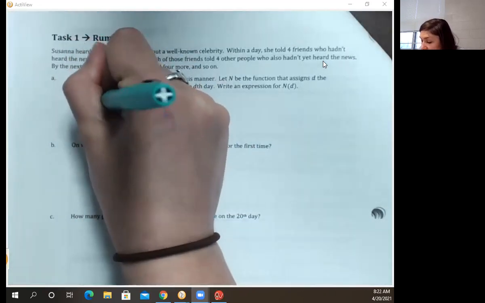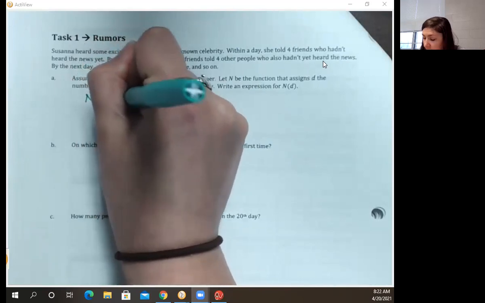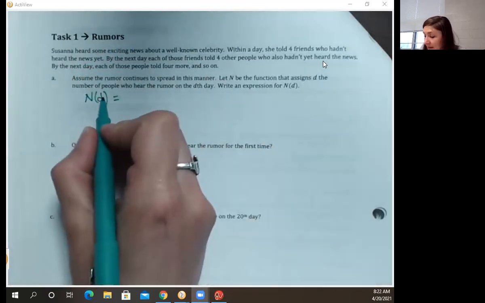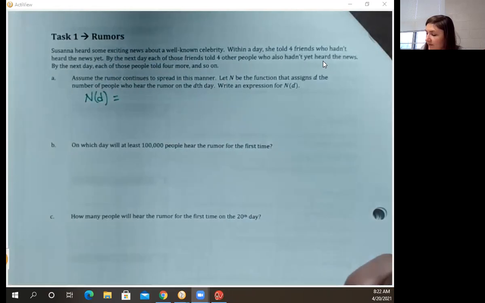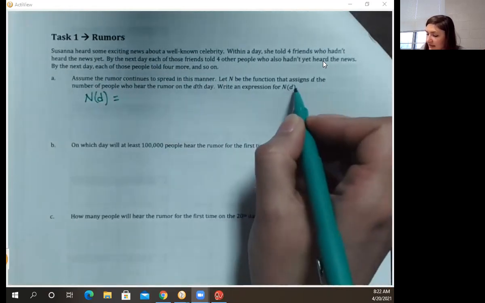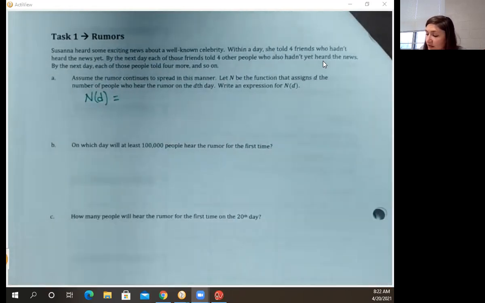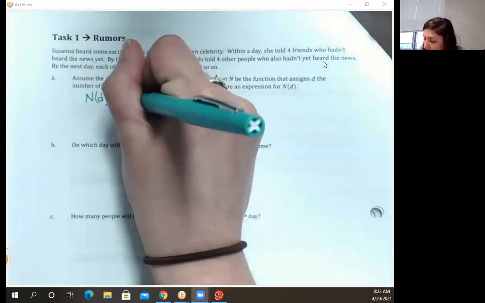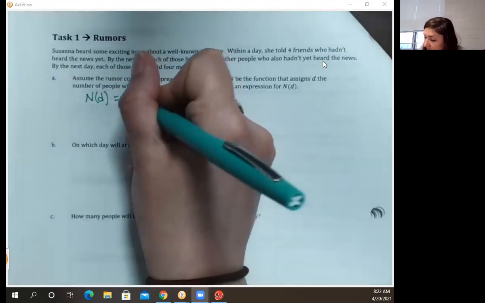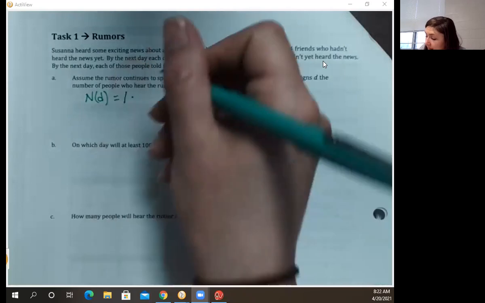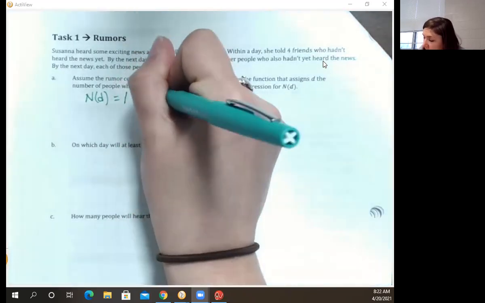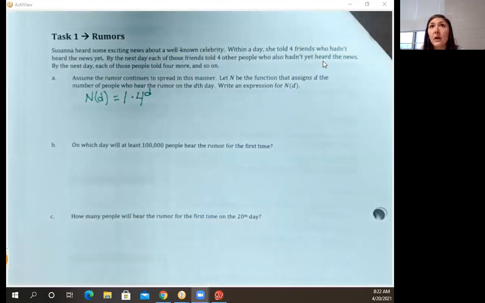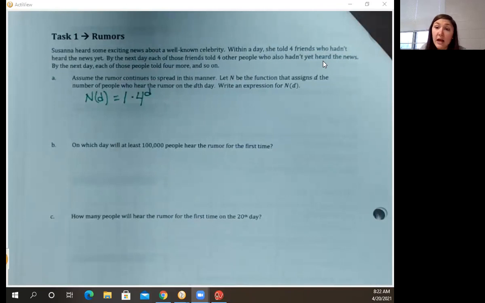So n of d would be the number of people who have heard this rumor after d days. So we started with 1 person. Our initial amount is 1, and our growth factor is 4. So 1 times 4 to the d would be our exponential function to model this situation.